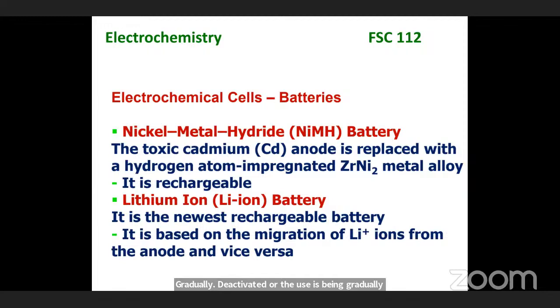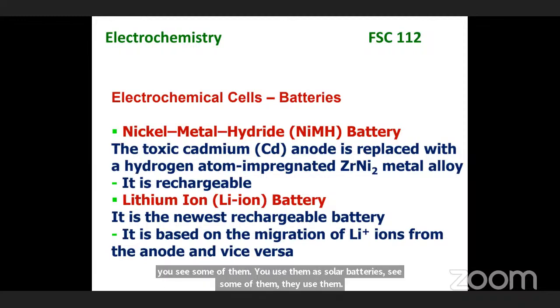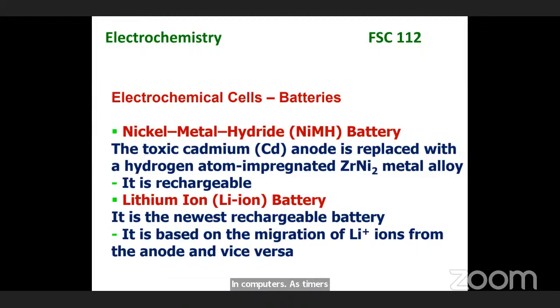The last but not the least, the lithium ion battery. This is more recent, and more developments are now based on this. So you see some of them, you use them as solar batteries. Some of them are used in computers, as timers in computers. I hope we all know that timers are part of the hardware of a computer. So even when you switch it off, it is there working to keep things going. So a lithium ion battery is the newest rechargeable battery. From the name, you obviously know that it's made up of lithium ion. And it works by the migration of lithium ions from the anode and vice versa. Again, this is reversible.